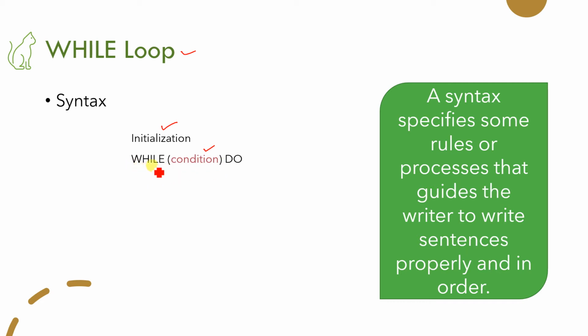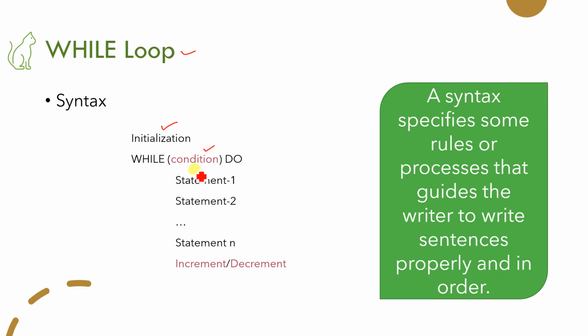You have to write first while, then you have to mention the condition inside the bracket, then you have to write do. Then these are the statements. There may be one statement, there may be multiple statements. These statements you are going to execute multiple times. So the syntax says that until and unless this condition becomes true, these statements are going to be executed that many times. When the condition becomes false, these statements will not execute.